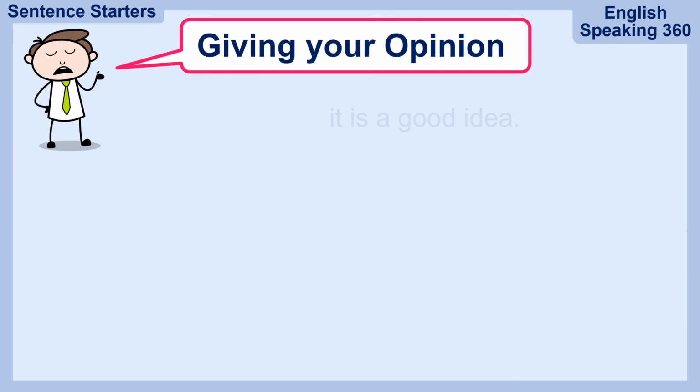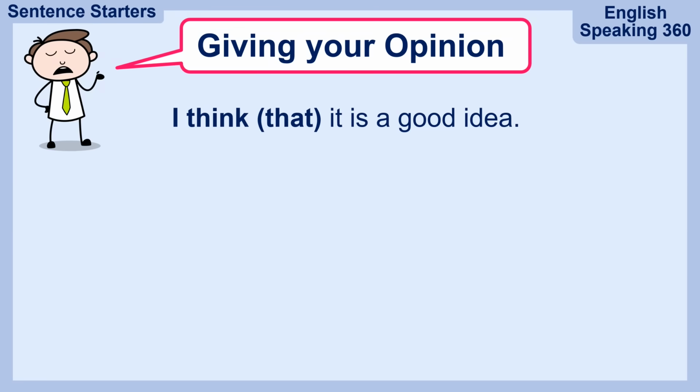Now, you can give your opinion like this. It is a good idea. That's a great sentence. There's no problem with it. But in front of it, you can also add a sentence starter. You could say, I think it's a good idea. I think that it's a good idea. That is optional. Of course, you already knew this one, but let me give you other sentence starters to give your opinion.